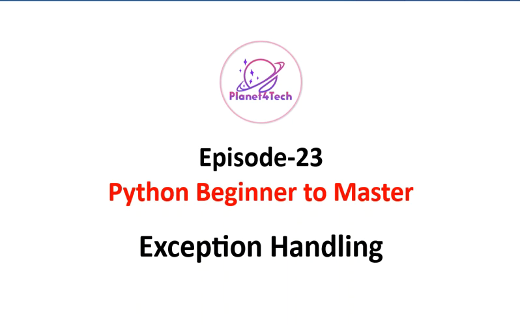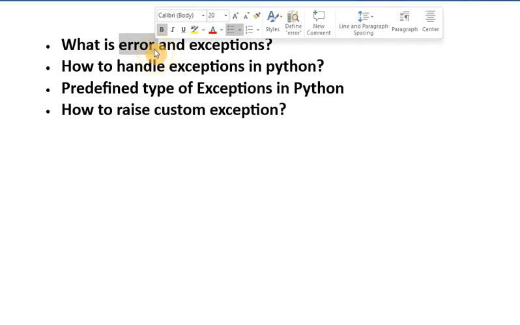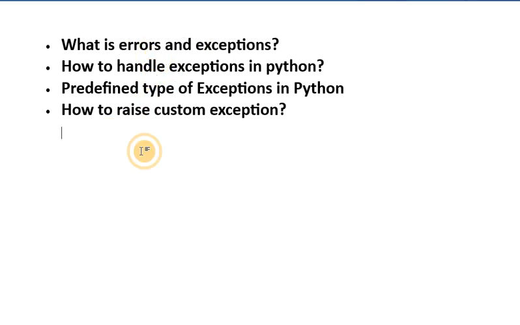So guys, till now we have completed 22 episodes of this series Python Beginner to Master, and today in the 23rd episode I am going to describe exception handling. So let's start. In today's episode, we are going to understand what is an error and an exception in Python, the basic definition, and the difference between errors and exceptions. Then we are going to discuss how to handle exceptions in Python.